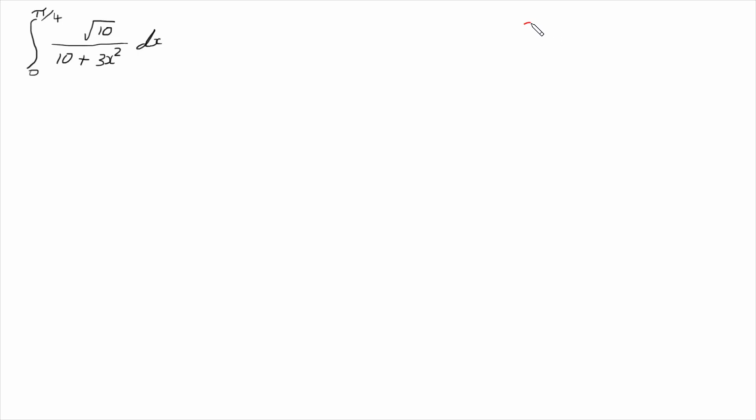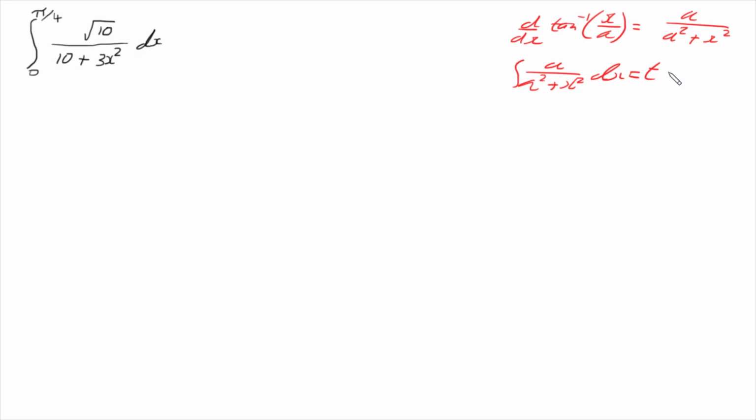So the derivative with respect to x of inverse tan of some x on some number a is that number a on that number a squared plus x squared. So if we have the integral of some number a on some number a squared plus x squared with respect to x, then we are expecting that that is going to integrate to the inverse tan of x on a, and of course plus c.